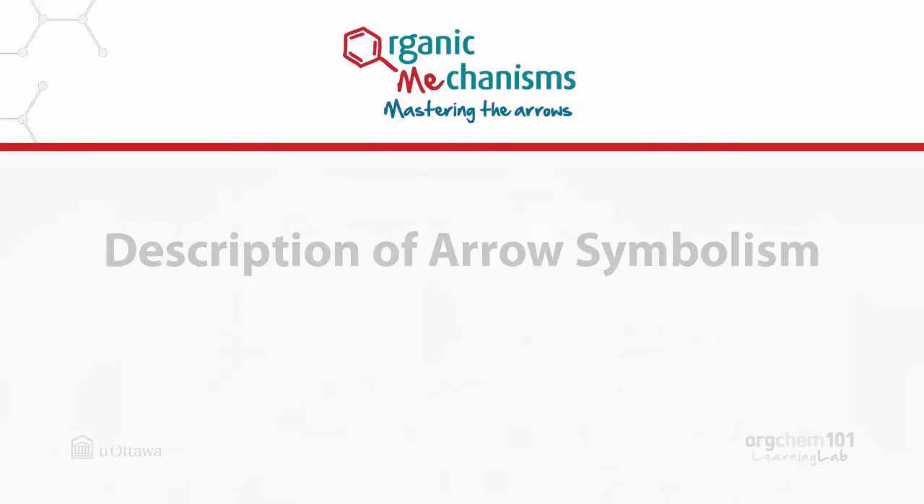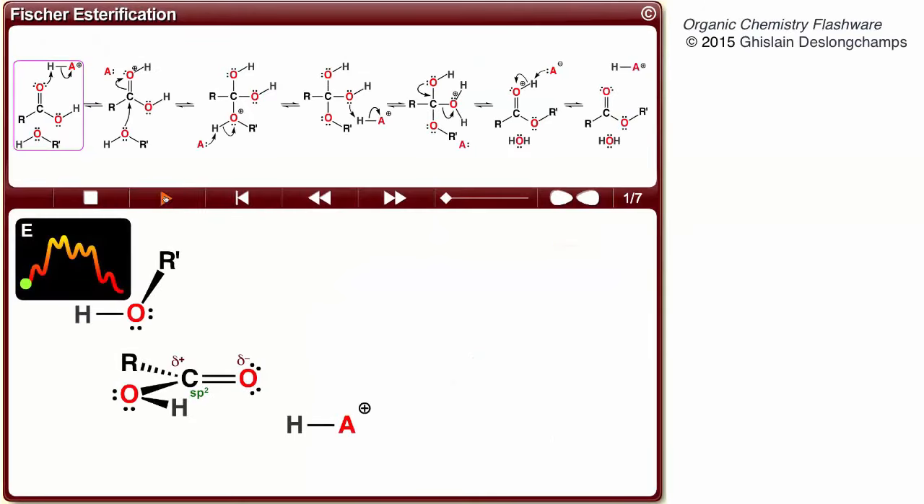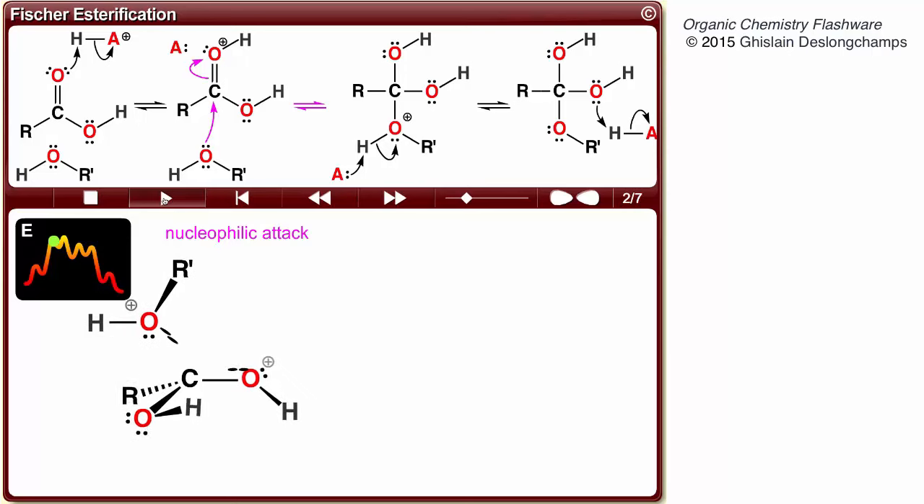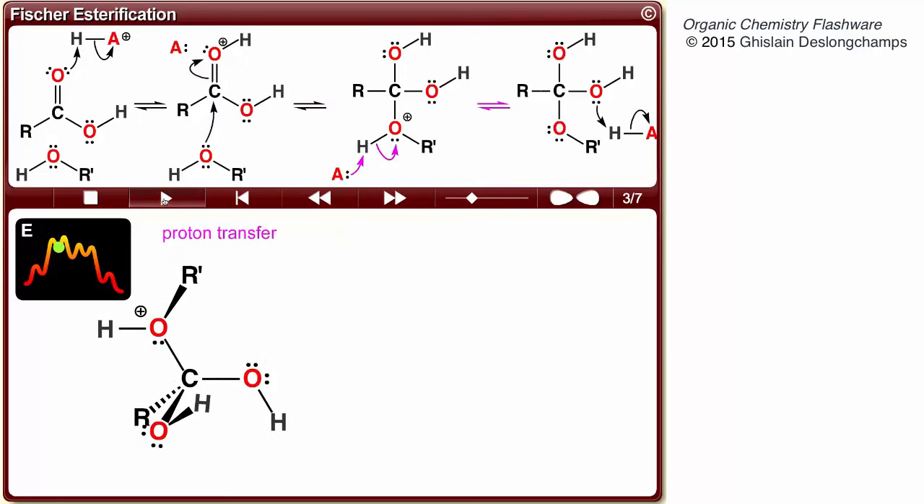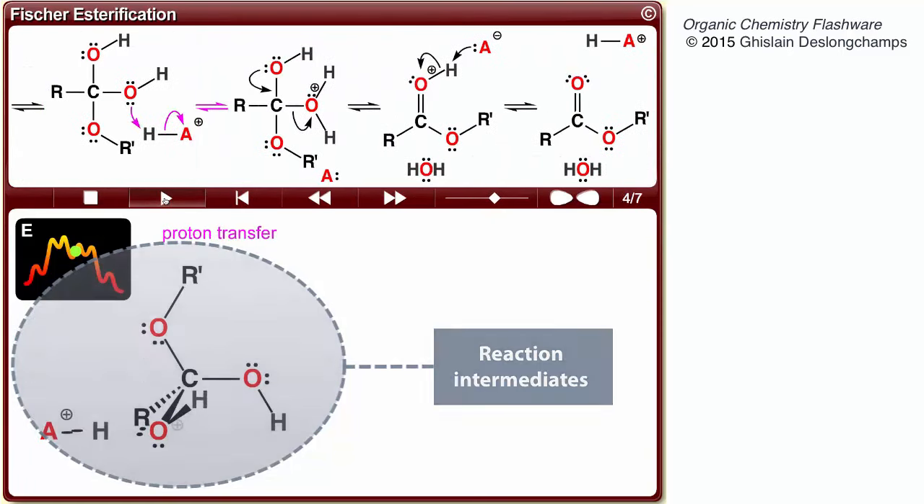Welcome! This video explains the symbols used to depict reaction mechanisms. For a chemical transformation to occur, many intermediate reactions are usually involved, called mechanistic steps. During these mechanistic steps, chemical bonds are broken and formed, generating intermediate structures or molecules along the way.